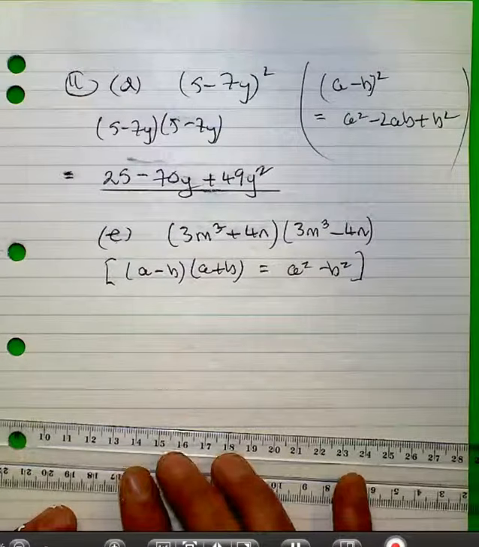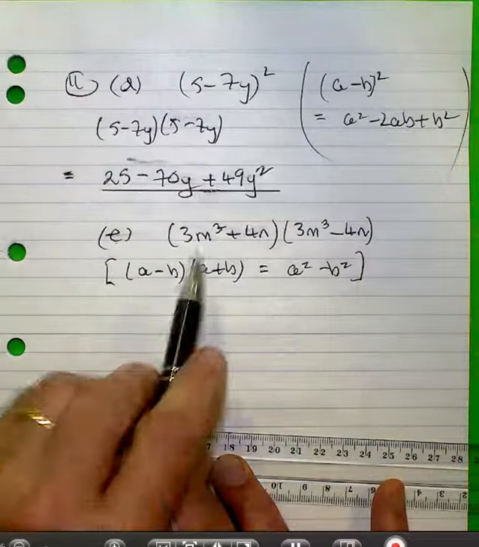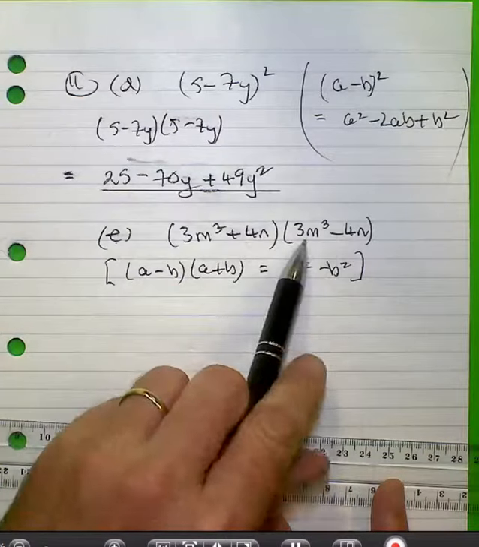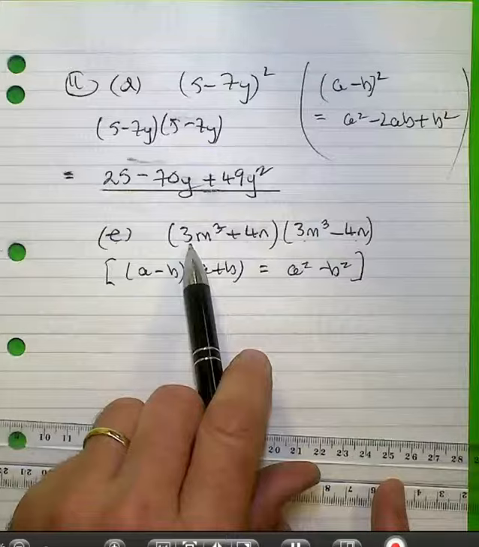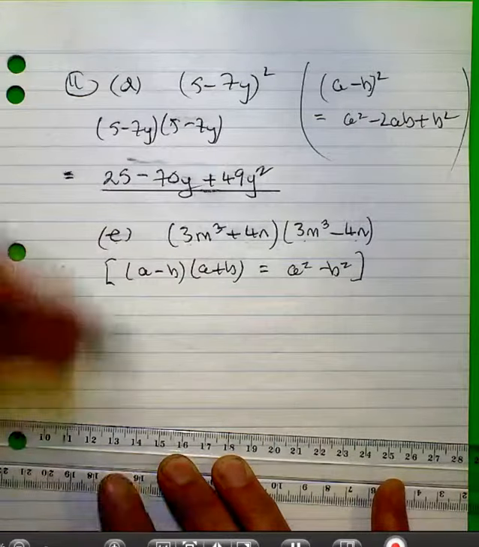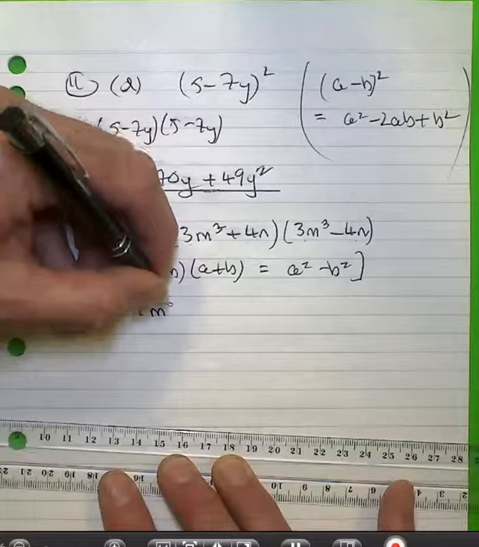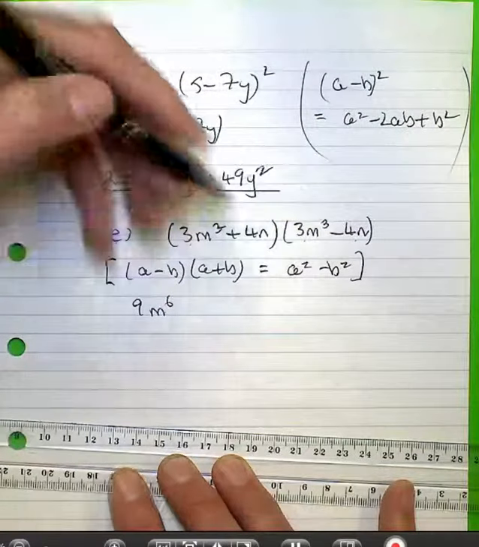It may not look it, but 11e really is the difference of two squares. Even though I've got a cubic term there, the plus 4n times the 3m cubed will remove the minus 4n times the 3m cubed. So I could just go through and do the following. Remember, when we multiply indices together, we add the index number.